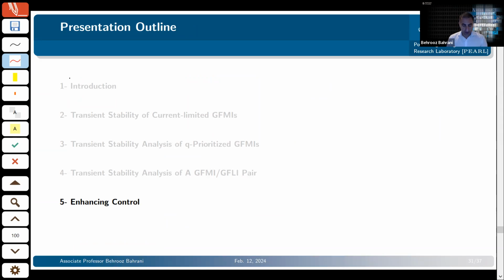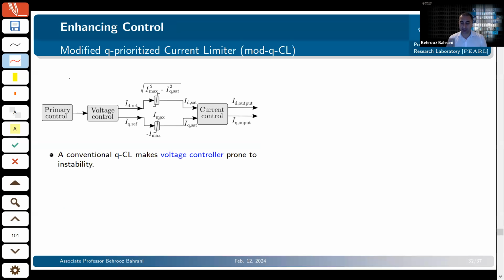So very quickly, I'll go through the last part of the presentation, which is enhancing control. Now that we know these things about these grid-forming inverters, how can we actually make them better, how can we get more out of them.